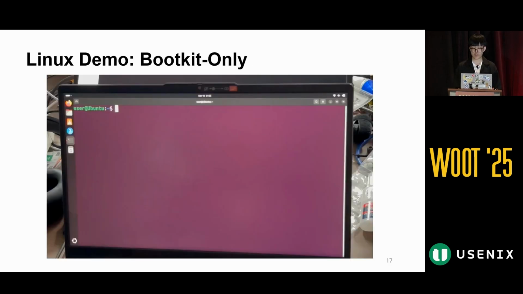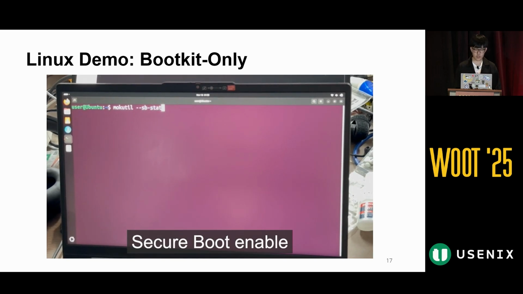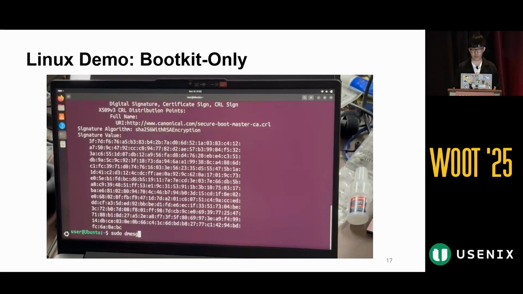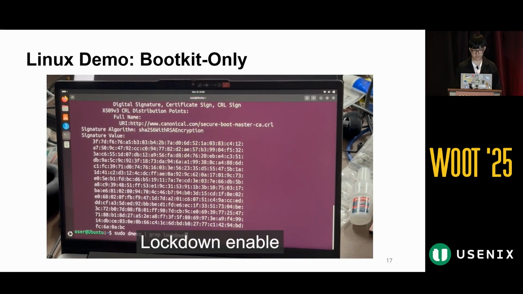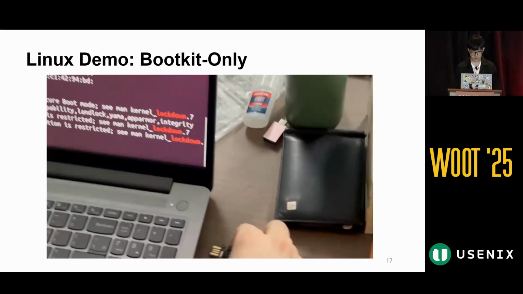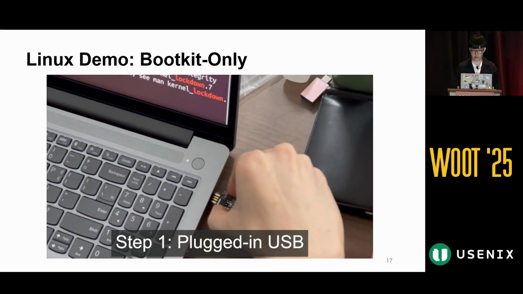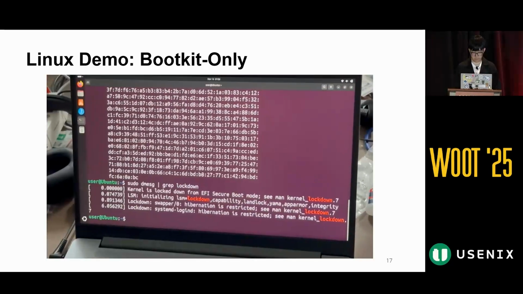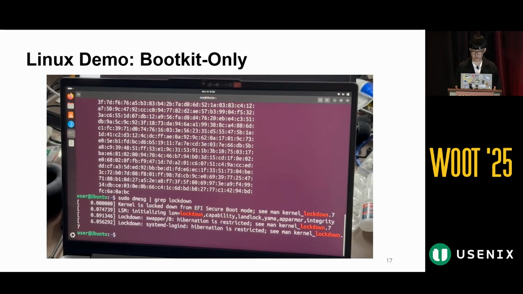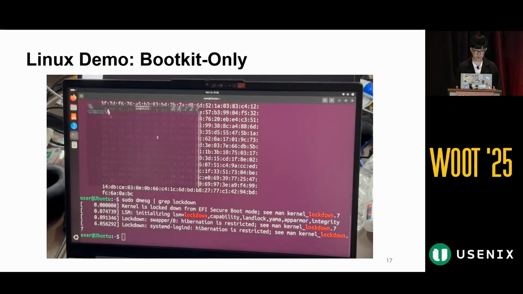Now, let's watch the Linux demo. It will focus on Bootkitty's bootkit compromise. Secure boot and lockdown are enabled. The USB is plugged in, and the installation script runs automatically.